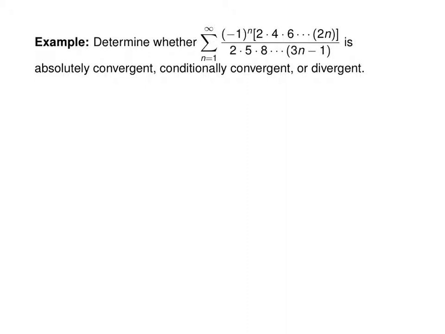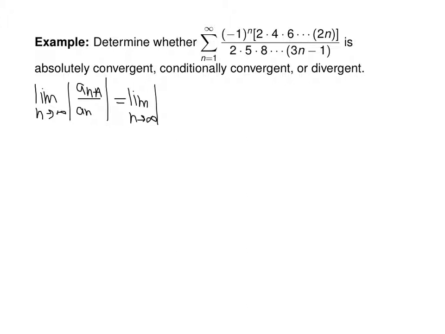So determine whether this series is absolutely convergent, conditionally convergent, or divergent. So we have the numerator is a product of all the even numbers, and the denominator is a product of every third number. So when we find the limit as n goes to infinity of a n plus 1 over a n, let's see what happens. So first of all, those negative ones are going to go away, so I'm not going to worry about them.